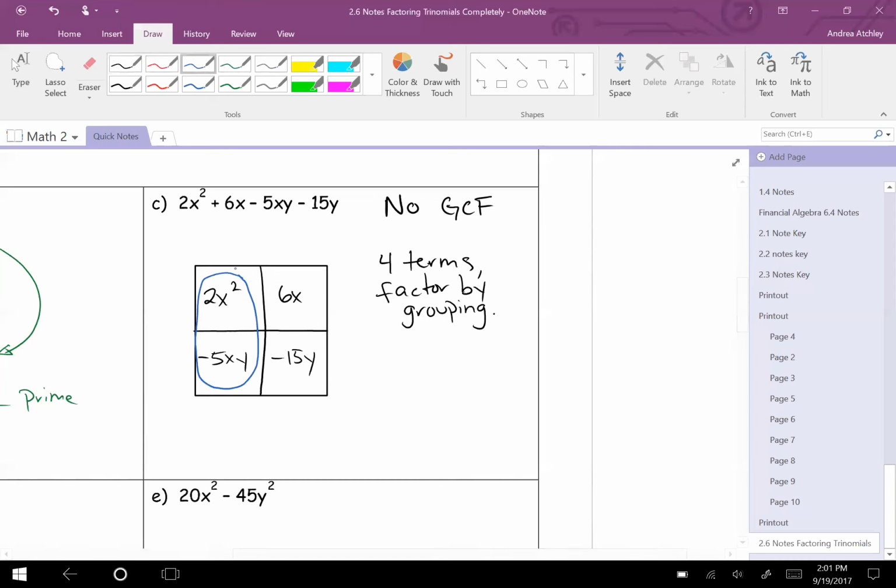Isaac, what can they both be divided by? 2 and 5 can't be divided by a number, but what about the variables? Do they have a common variable? So that I can factor out an x. Then I'm going to group the next two.